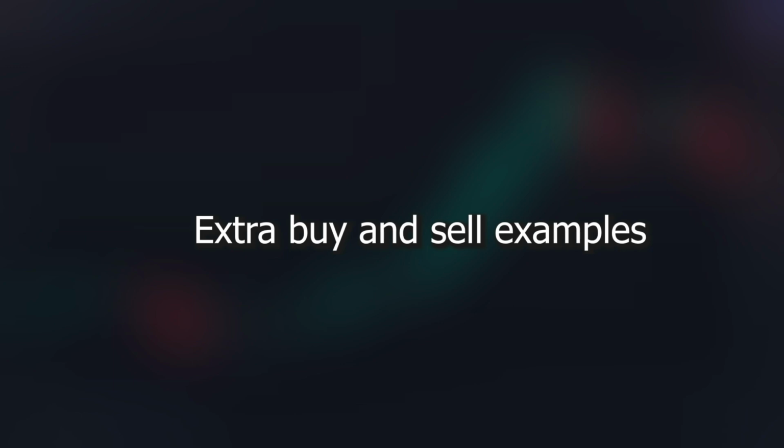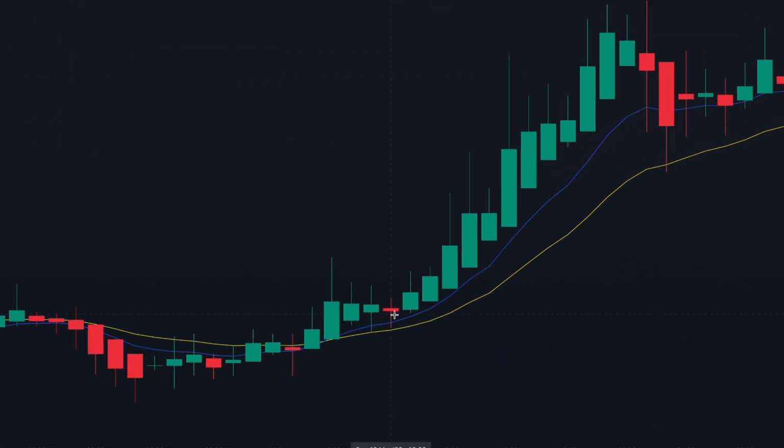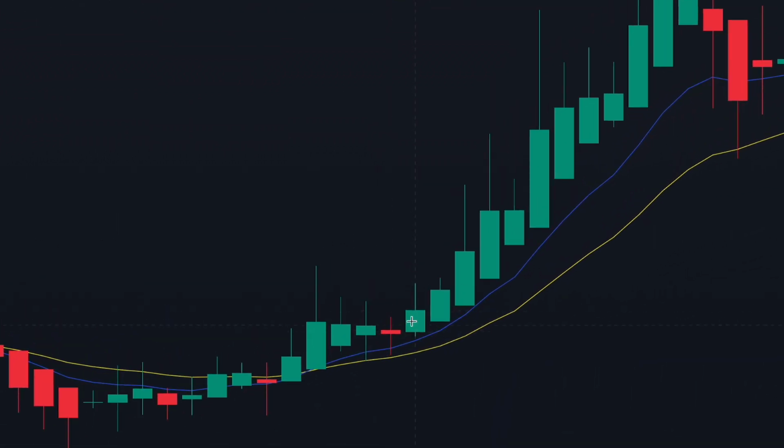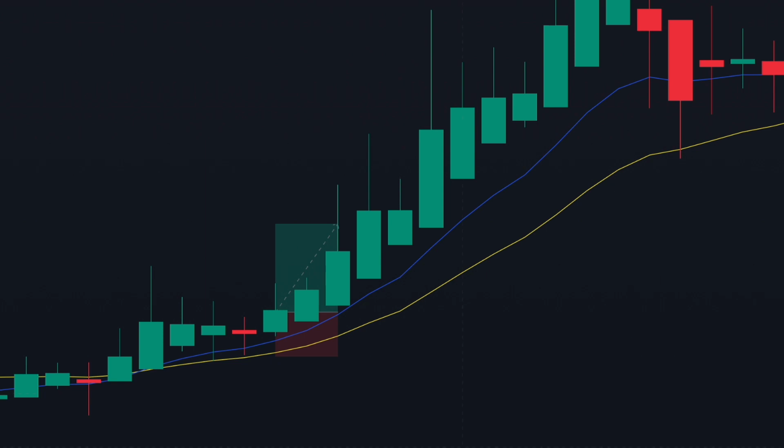Extra buy and sell examples. To gain a full comprehension of this trading strategy, let's take a look at a few more additional examples. Firstly, let us consider a bullish setup where the 9 EMA crosses above the 18 EMA, and we wait for a bearish candlestick to touch one of these two lines. Upon observing a pullback, we can safely enter a buy position, and this trade proved to be successful.